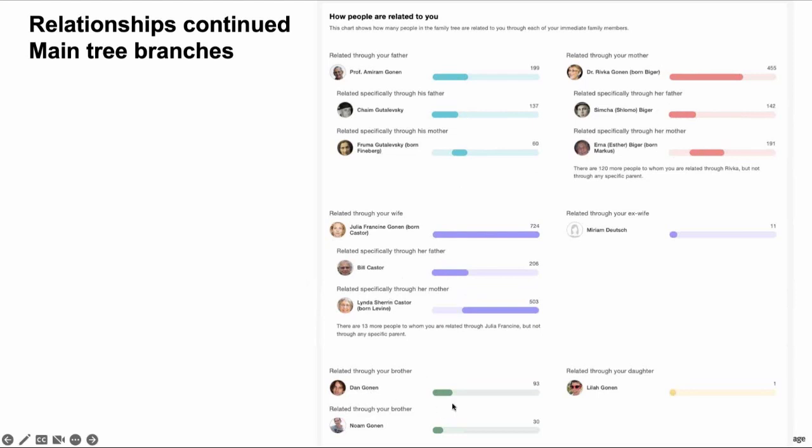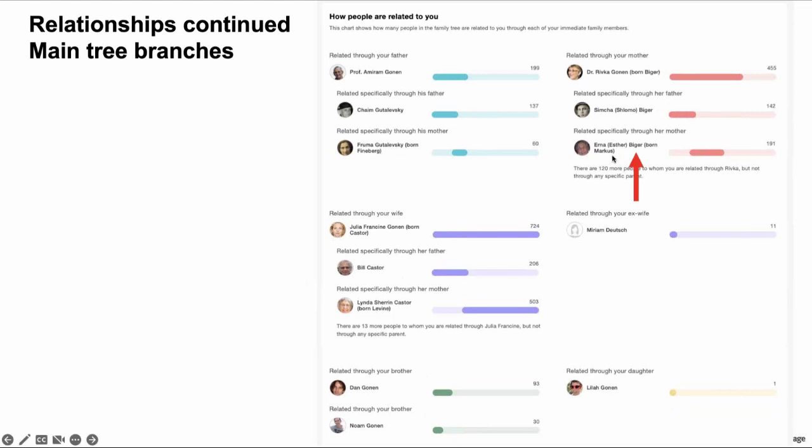Similarly, through my brothers, I have their family. So their spouses, their children, their spouses, parents, and so on. Not much, of course. And through my children, I have one child who's married, so there is one additional person through one of my children. Again, click on each one of them, and you'll be able to see who these people are.